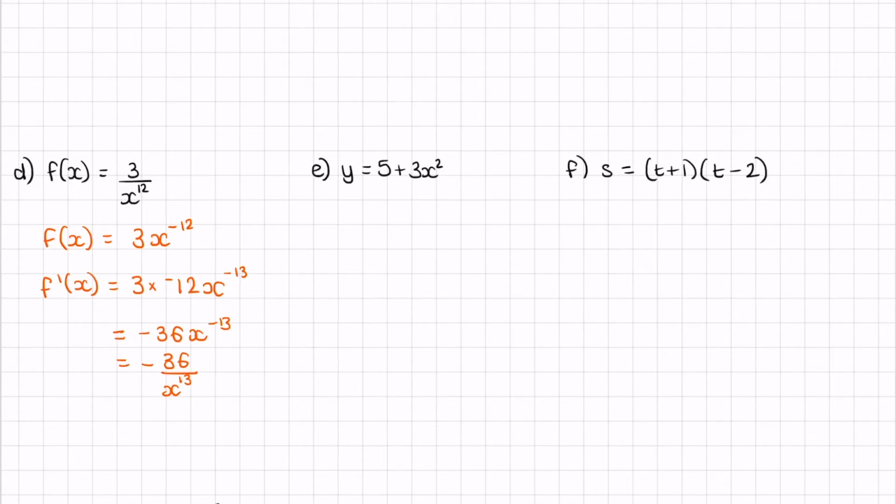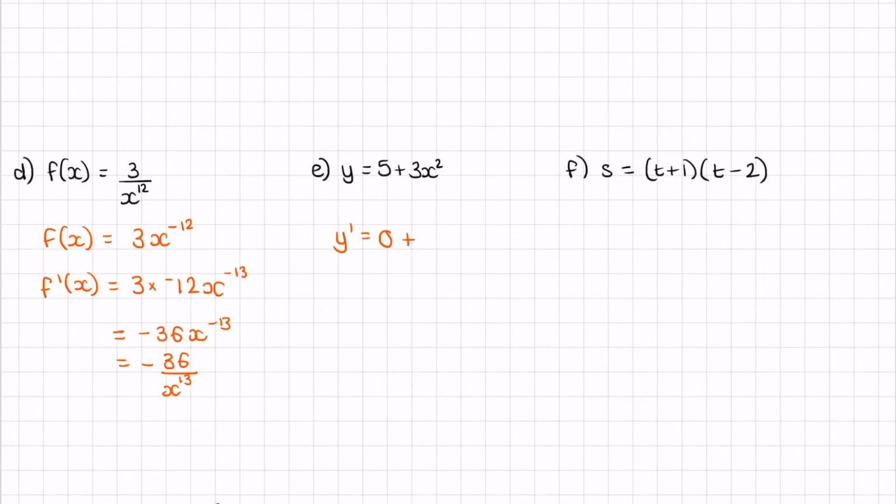We've got y equals 5 plus 3x squared. So now we've got a plus in the middle. Now remember, if we have something plus something else, then we just do each bit separately. So for this one, y dash, now derivative of 5. So this is the constant rule. If you've got just a number, the derivative of that is 0. The plus or minus stays the same.